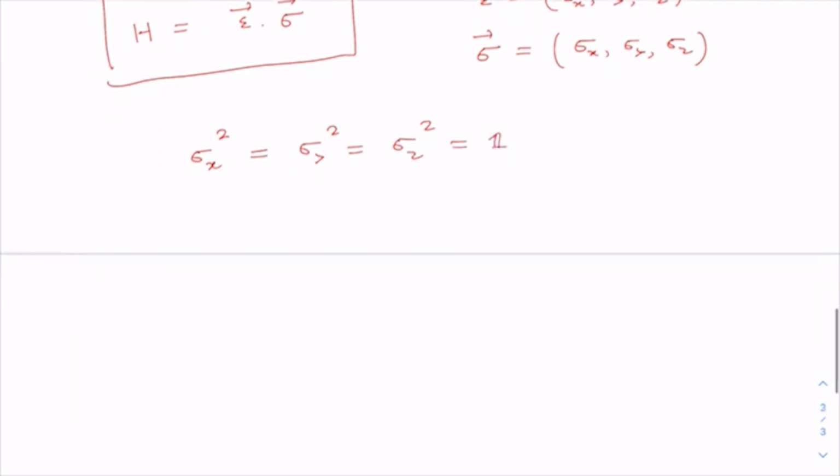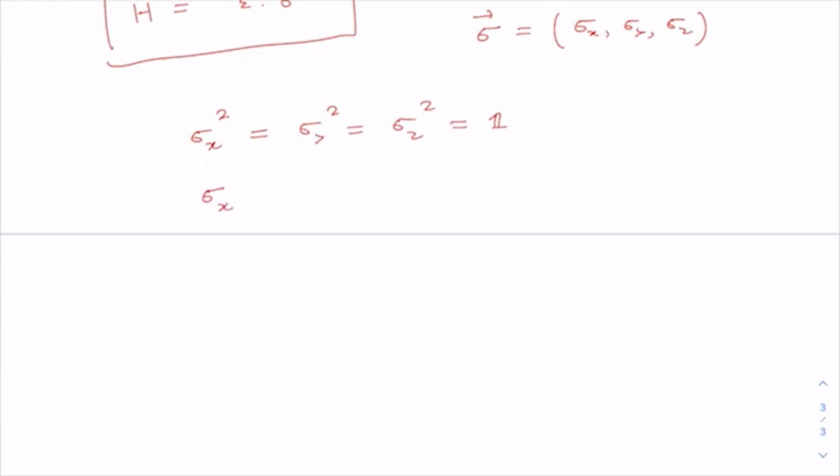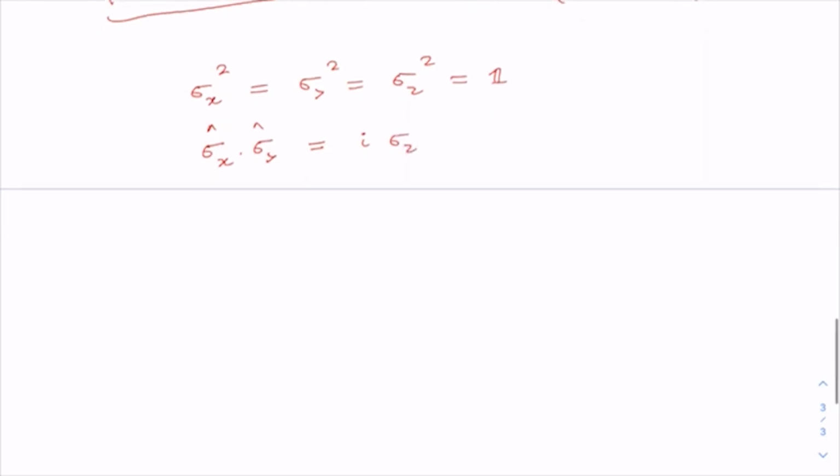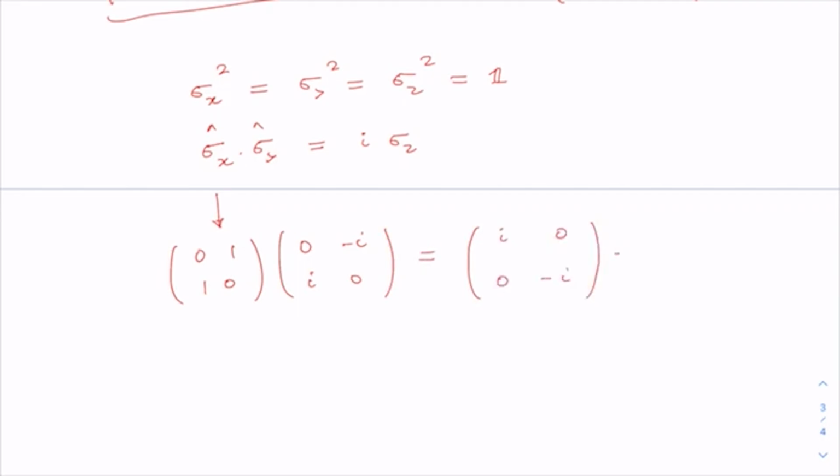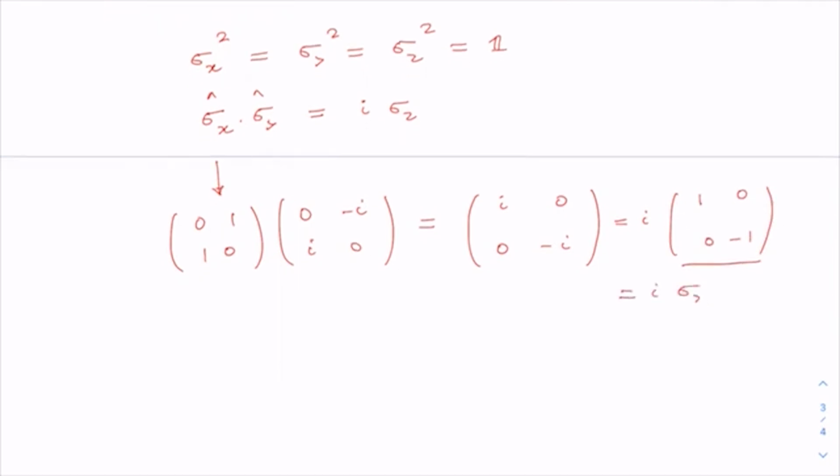So this would be identity, and the product of the matrices sigma x into sigma y, these are actually operators, so let me write it like this. If you work it out, you will get I sigma z. Let me quickly show you. Sigma x is 0 1 1 0, sigma y is 0 minus I, I 0, and if you take the product here, you will get I 0 0 minus I, which you can write as I times 1 0 0 minus 1, and this is nothing but your sigma z. So this is I sigma z.